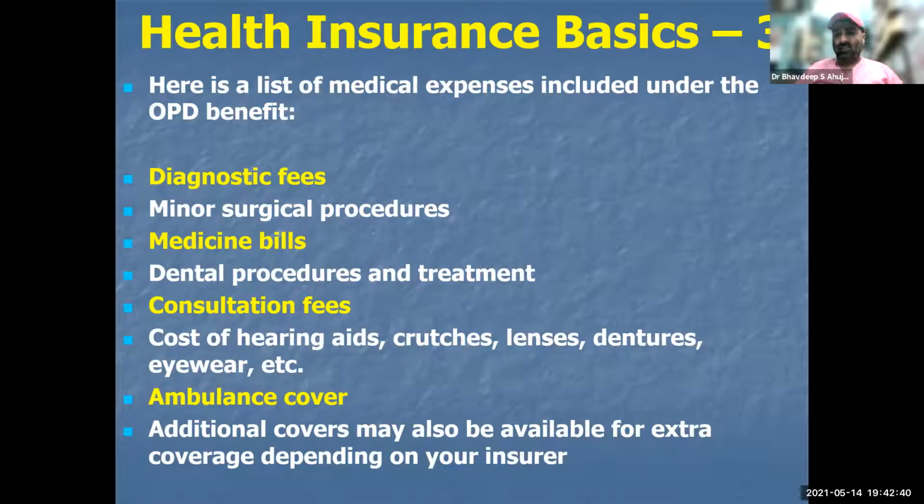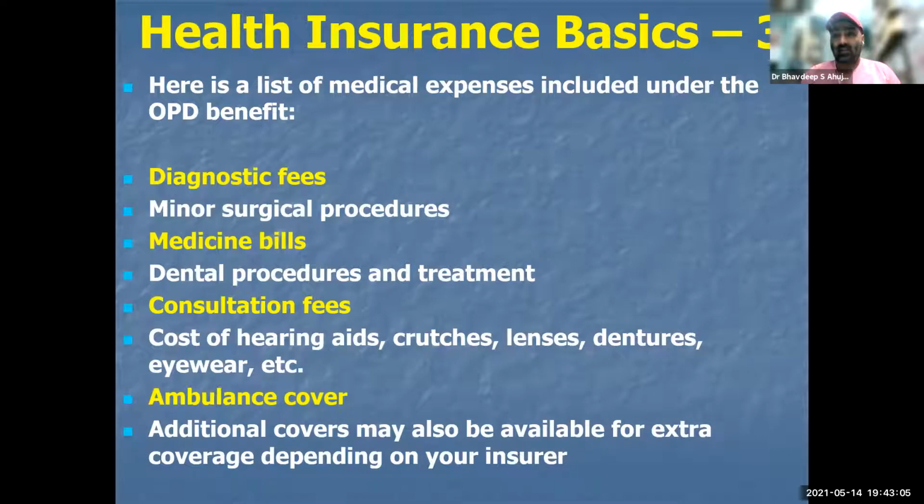A common list of expenses which are usually covered: the diagnostic fee, the consultation fee, minor surgical procedures like excision and maybe an I&D, which happen in the normal routine OPD, the medicine bills, the dental procedures and treatment. Of course, this is subject to terms and conditions. Consultation fee, cost of hearing aids. Again, the cost of hearing aids can vary from 5,000 to even 1 lakh rupees, high end even 1.5 lakh rupees.